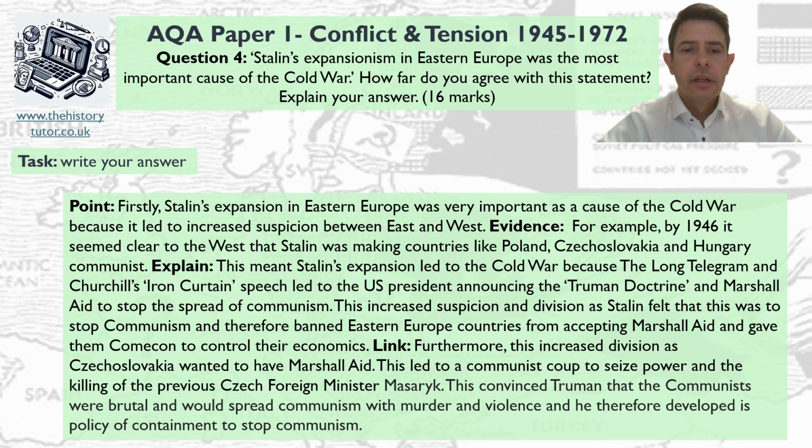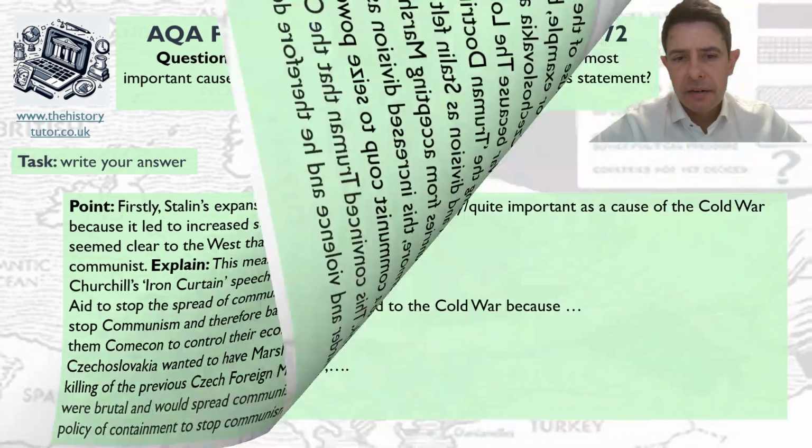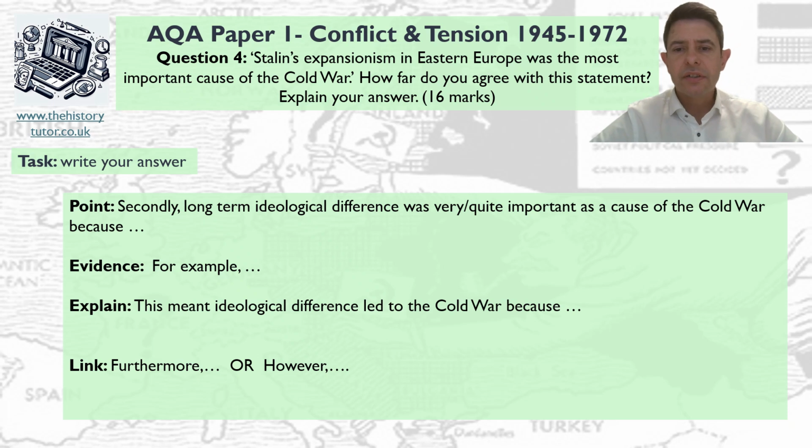Okay, so there's a really good idea for a paragraph. So let's have a quick look at some of the other ones. So here's how you're going to set out your second paragraph. So long-term ideological difference, you need to choose how important it is and give a reason, give your evidence, and then explain how this led to the Cold War. So give yourself 6 or 7 minutes to write a paragraph and then come back and I'll show you an example answer. Okay, so pause now and give this a go.